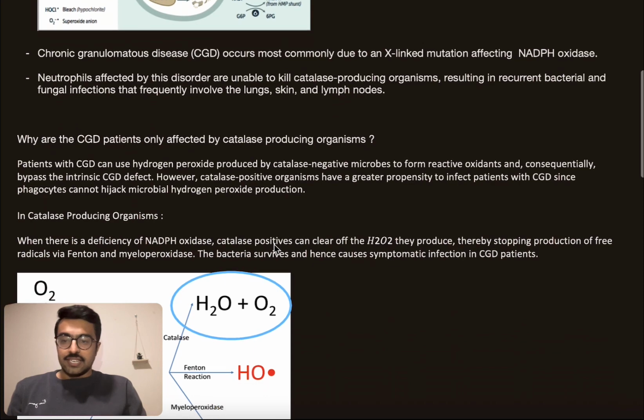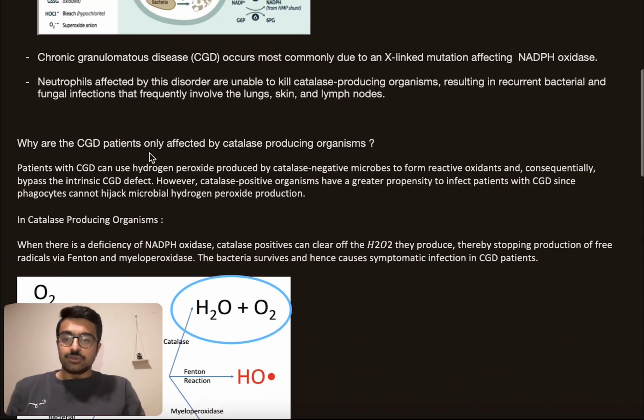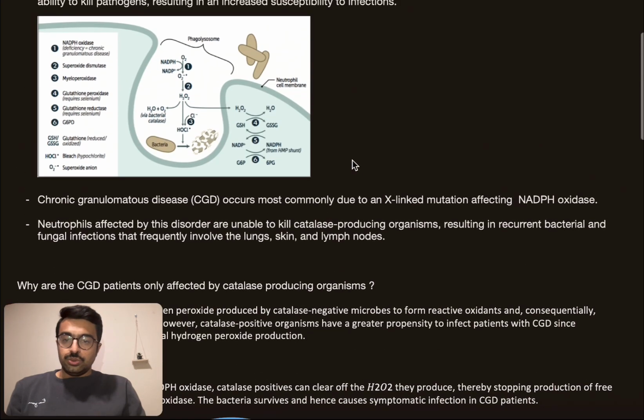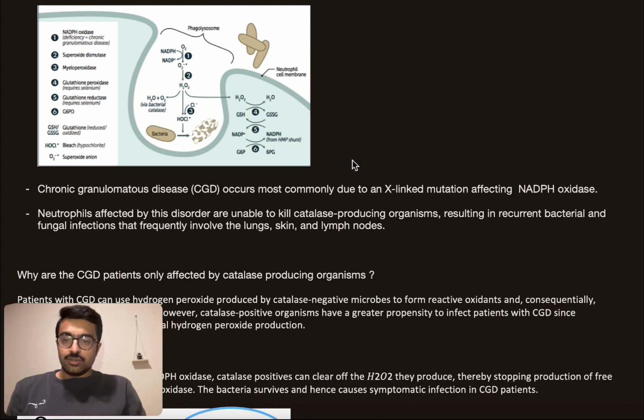Now the question might arise, why are chronic granulomatous disease patients only affected by the catalase producing organisms? To answer this question, we can go to the chart again. H2O2 is hydrogen peroxide, and it gives rise to the hypochlorite ion that is most potent in killing the bacteria. So if catalase is produced by the bacteria or the organisms, the H2O2 is safely neutralized, converted into H2O and oxygen.